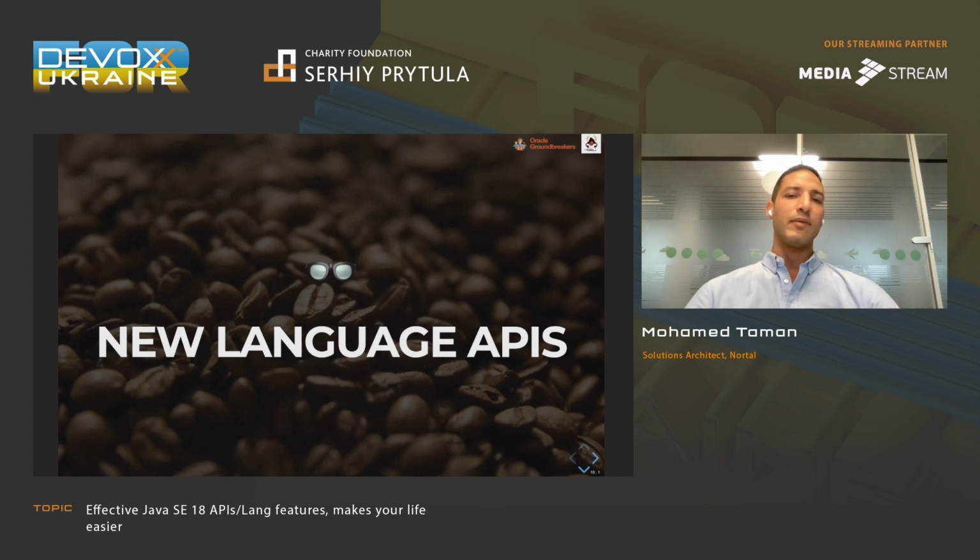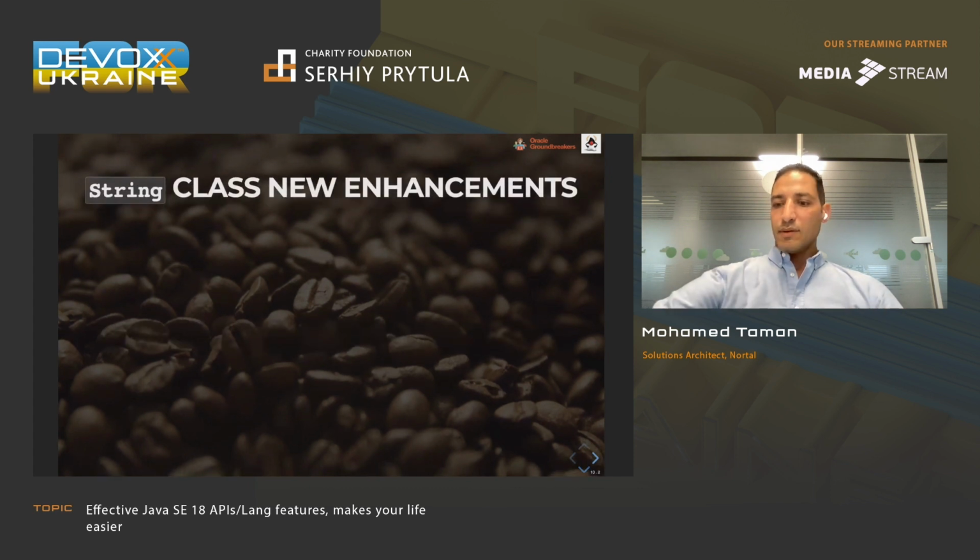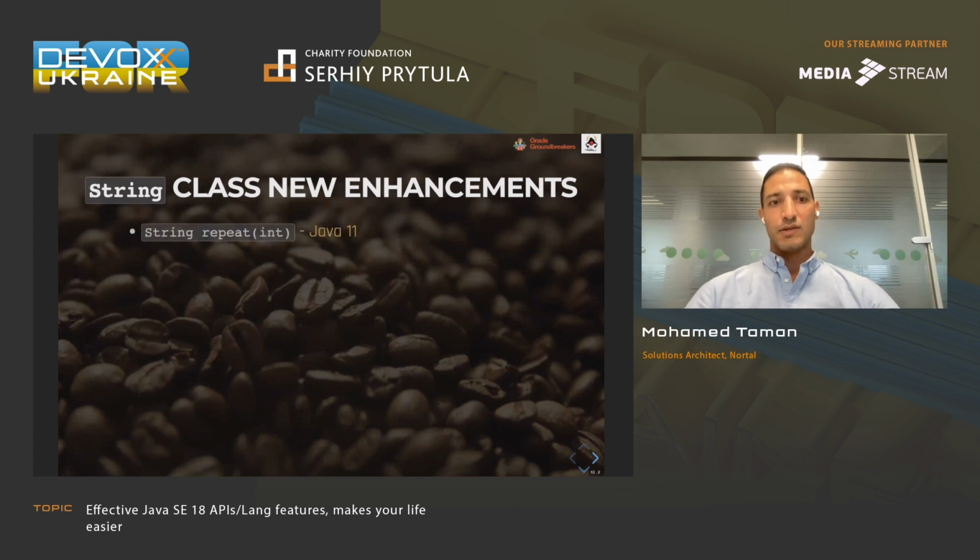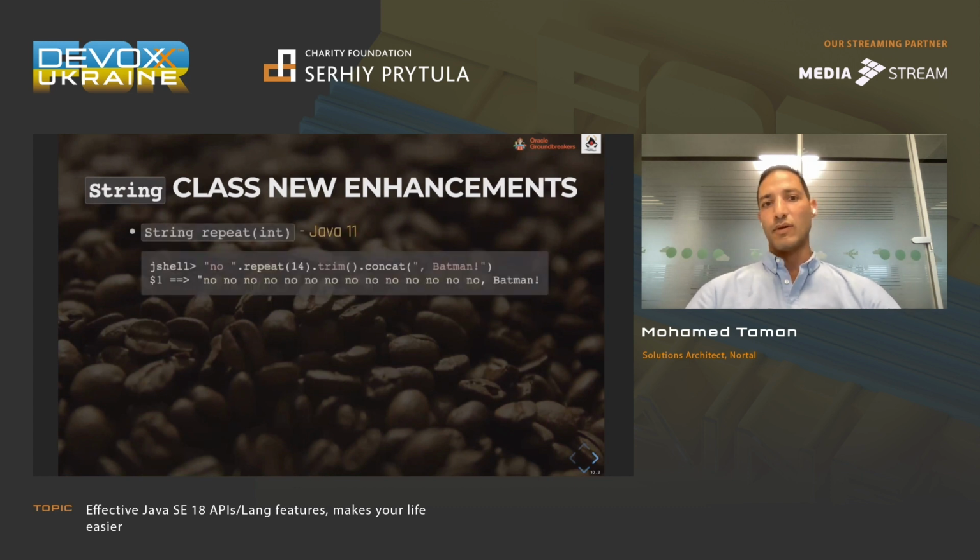Let's see the most effective API. In string, we have the repeat method. So if you'd like to repeat something, you don't have to have a for loop. You say, okay, repeat no, and trim and concatenate Batman at the end. So if you'd like to say no, no, no, Batman, you can do it like this.